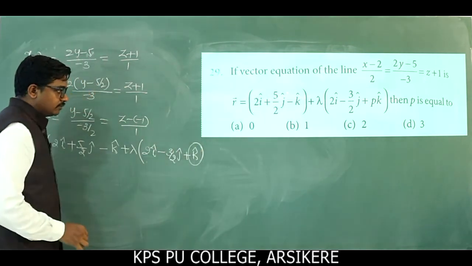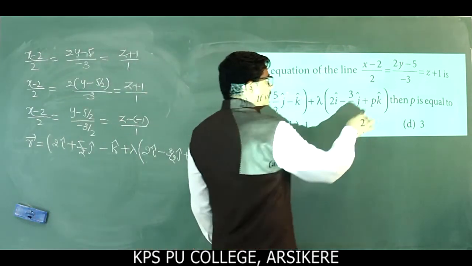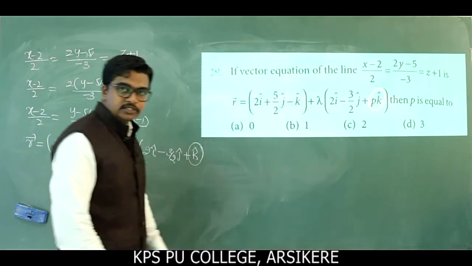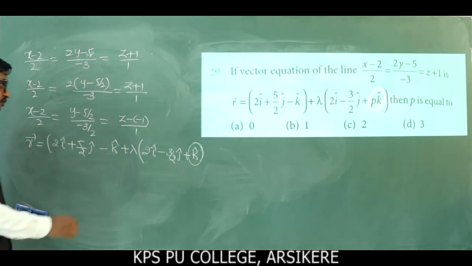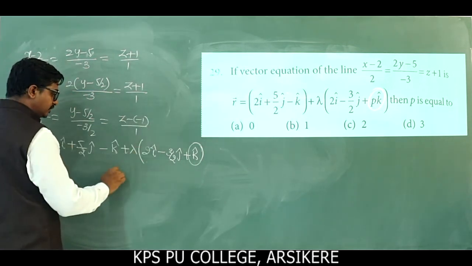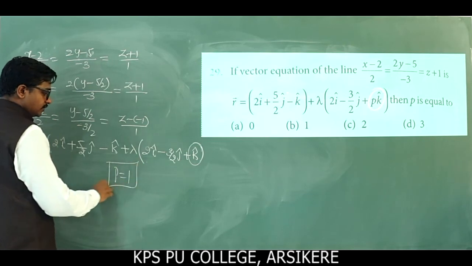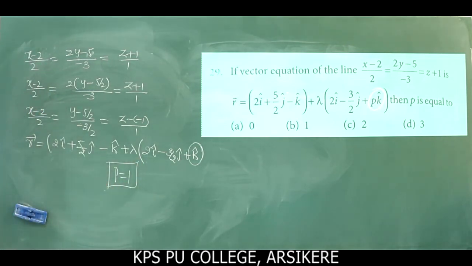Here we have the term, the coefficient of this are equal, right? That's why p is equal to what? P is equal to 1. Therefore, just compare this equation with the given vector equation. P is equal to, we get 1. This is our answer. P is equal to 1.